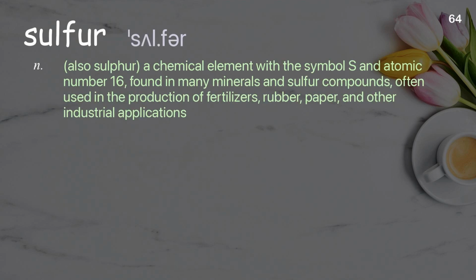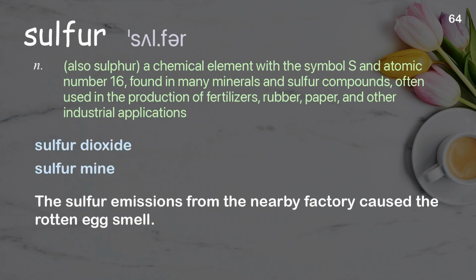Sulfur. Also sulfur, a chemical element with the symbol S and atomic number 16, found in many minerals and sulfur compounds, often used in the production of fertilizers, rubber, paper, and other industrial applications. Examples: Sulfur dioxide. Sulfur mine. The sulfur emissions from the nearby factory caused the rotten egg smell.